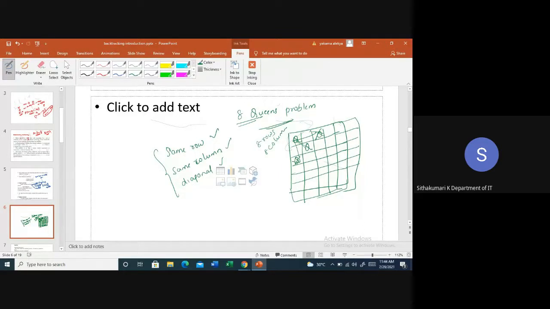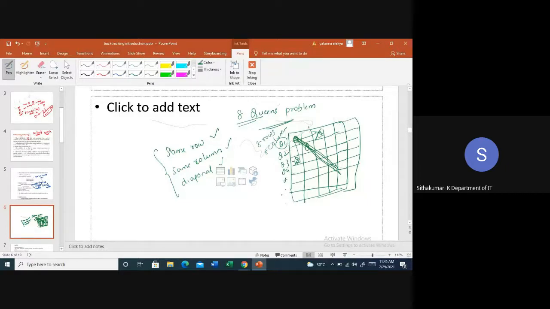So this is a combinatorial problem. How to place the queens in such a way that no 2 queens attack each other? For example, if you place 1 queen here and the other queen here, this is not accepted because these 2 are diagonal. Here, we can assume that queen 1 will be placed in row 1, queen 2 in row 2, queen 3, queen 4, queen 5, queen 6, queen 7, queen 8. Now we want to identify in which column queen 1 should be placed.